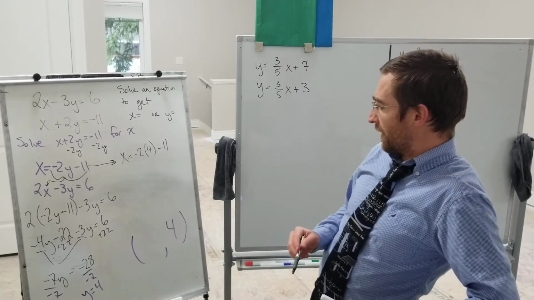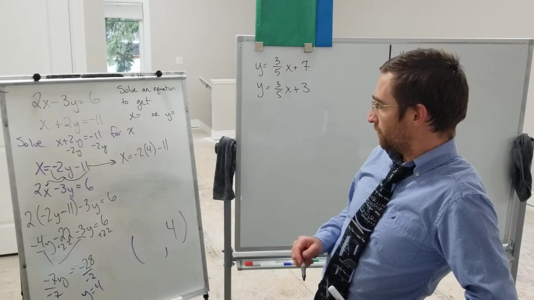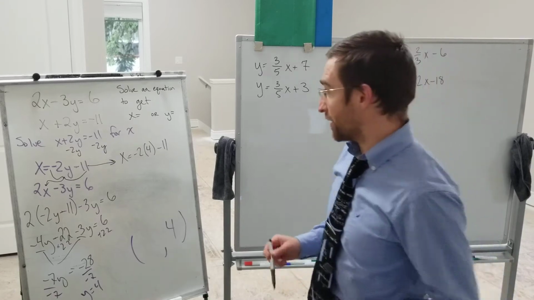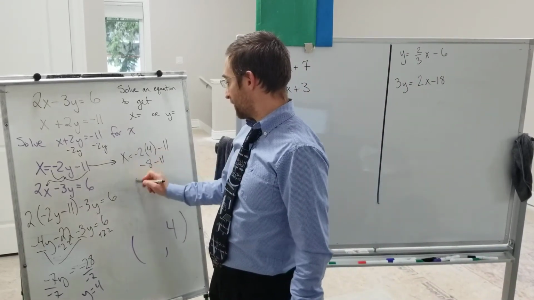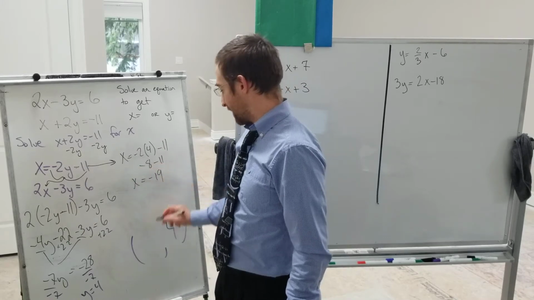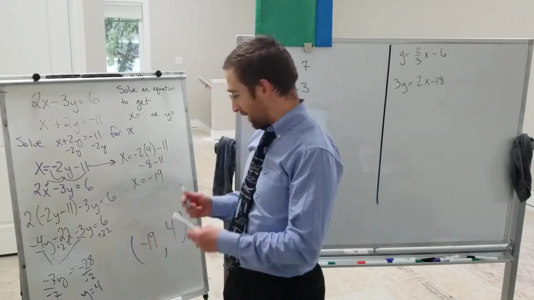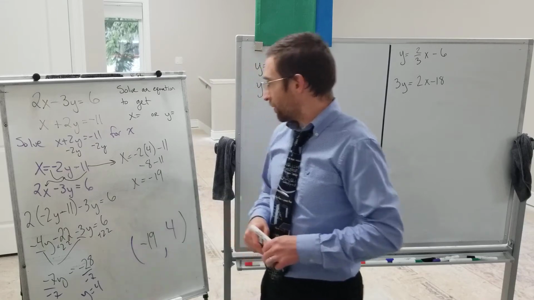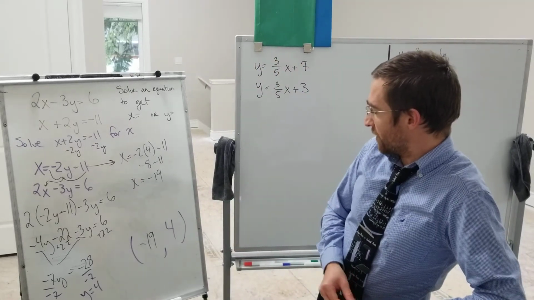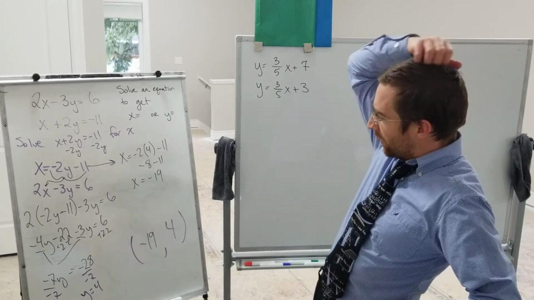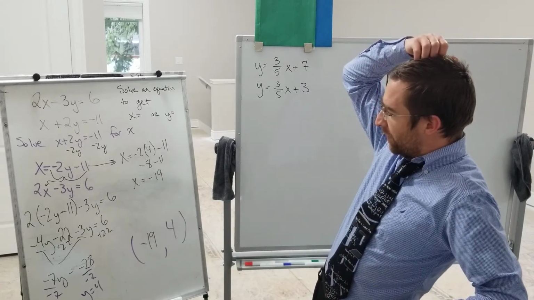Did I goof again? Maybe, maybe not. We'll see. And this gives me -8 minus 11. X equals -19. So -19 comma 4. Ooh, let's see if this actually works. This isn't going to work. Where did I goof? I goofed somewhere. How did I goof this up?